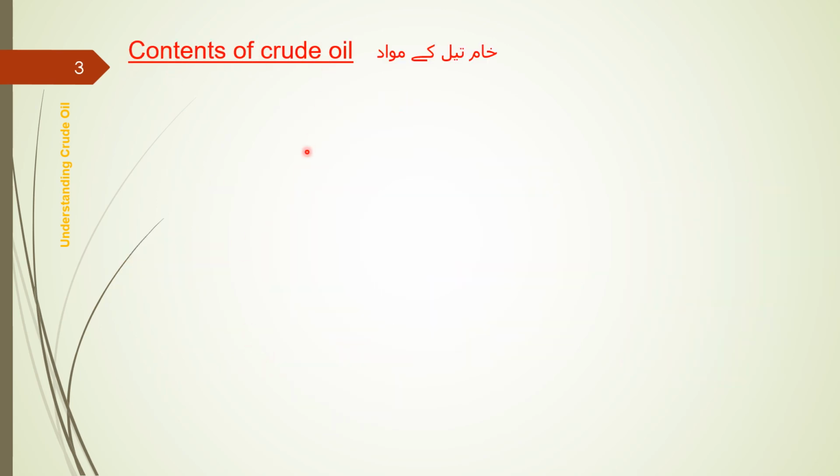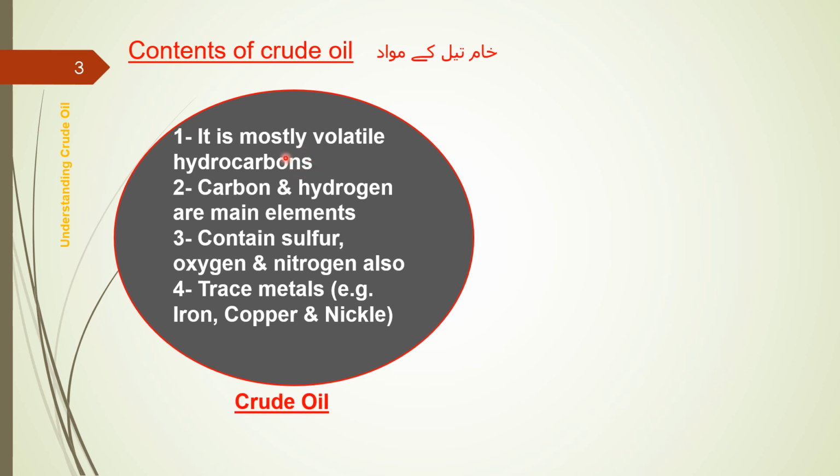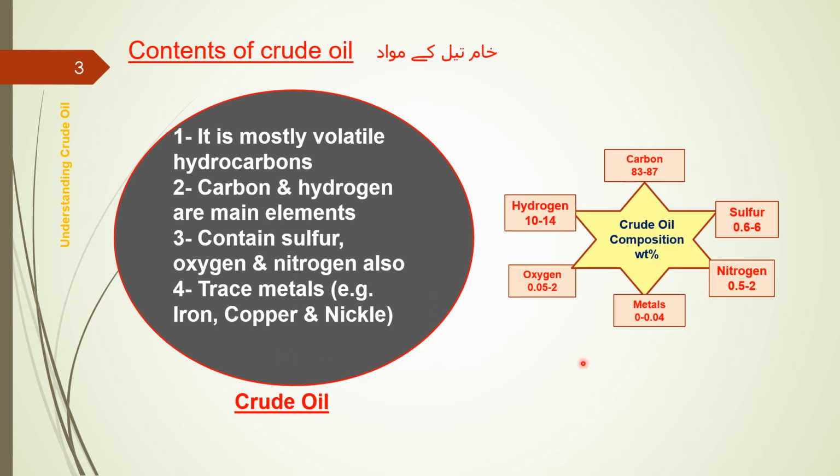Contents of crude oil. It is mostly volatile hydrocarbons. It contains carbon and hydrogen as main elements, contains sulfur, oxygen, and nitrogen also, and trace metals, for example, iron, copper, and nickel. Composition of crude oil: carbon is the highest concentration with 83 to 87%, hydrogen 10 to 14%, and sulfur 0.6 to 6%. They also contain oxygen, nitrogen, and trace elements up to 0.04%.